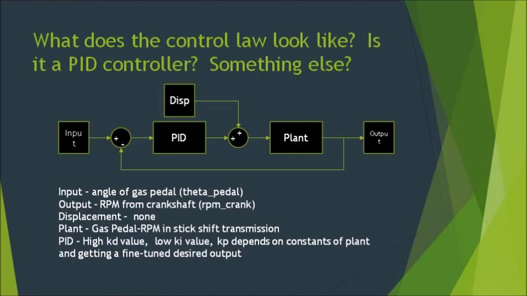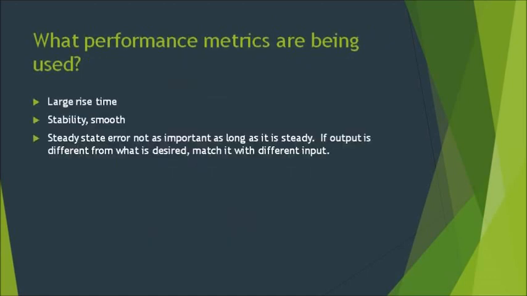So here's how our control looks like. The input is the angle of the pedal, the output is RPM, the plant is a gas pedal to RPM mechanism, and our control all depends on KD, KI, and KP values. The rise time is a performance metric being used in our simple system. As mentioned before, you ideally want to shift gears as smoothly as you can.